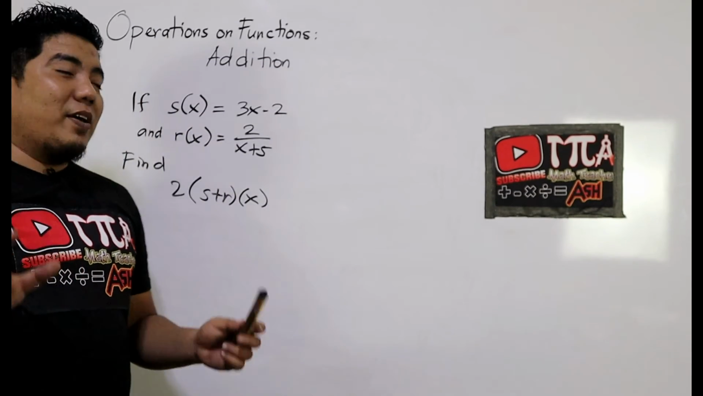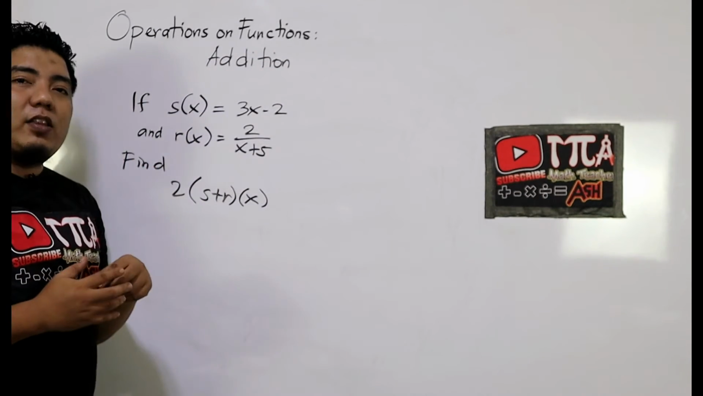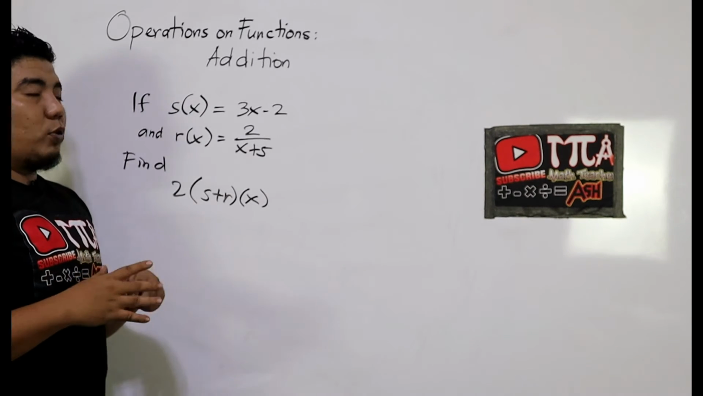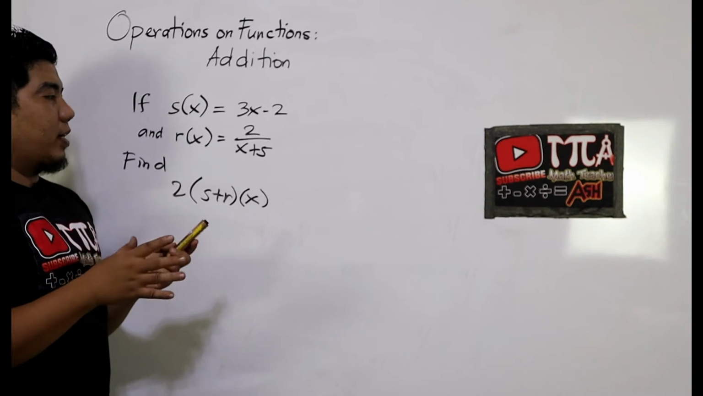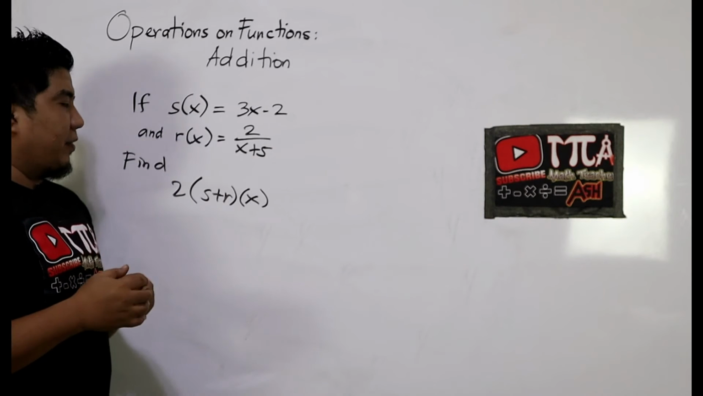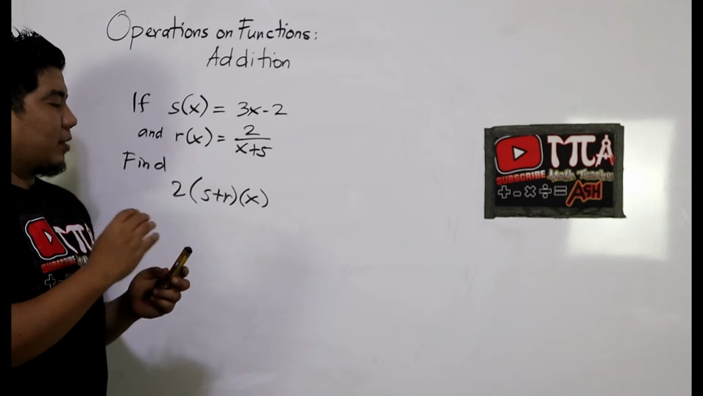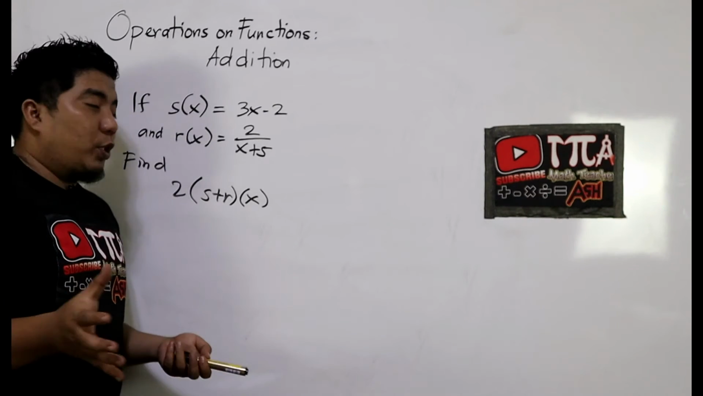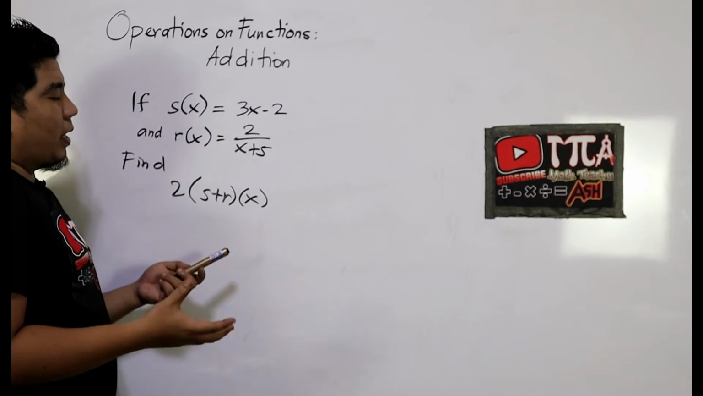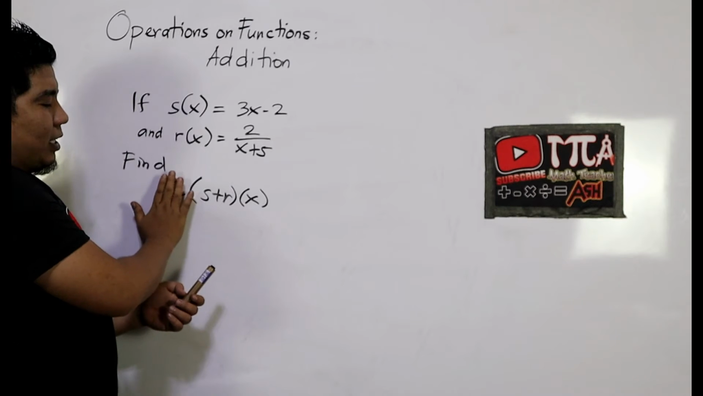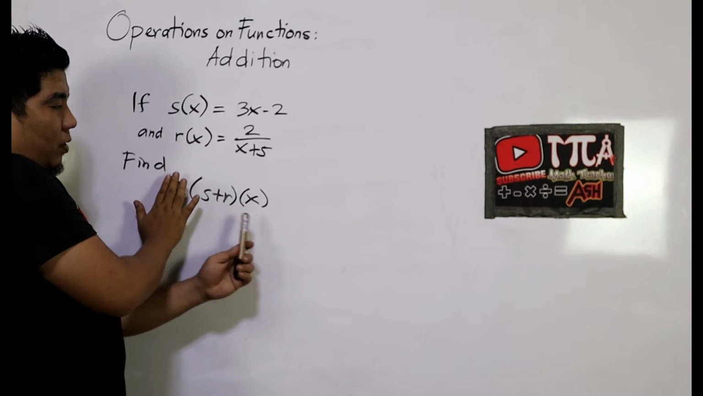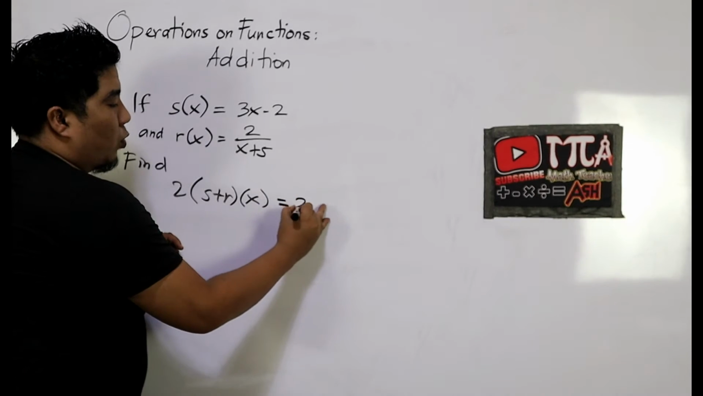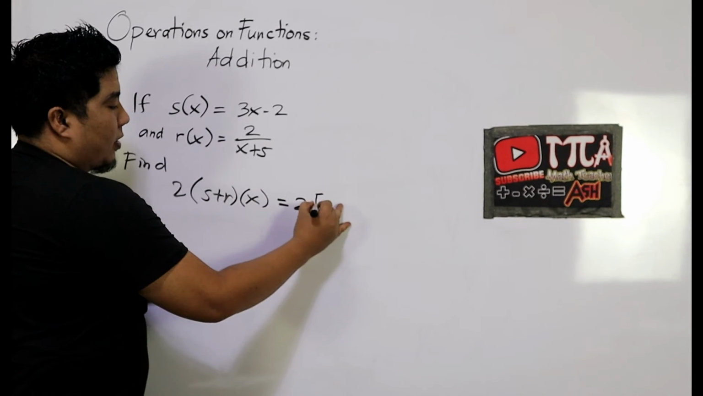Okay, math learners, we have here our next set of problem or example. We have, if s of x is equal to 3x minus 2 and r of x is equal to 2 over x plus 5, find 2 times the quantity s plus r of x. So how do we do this, my dear math learners? Okay, so technically, we need to set aside this first and then just solve this one. So you just add these two expressions. So that is 2. Okay, let's just set that aside.